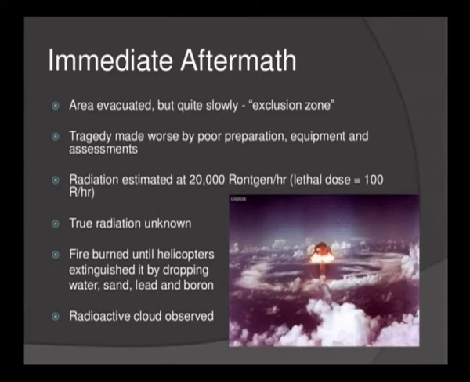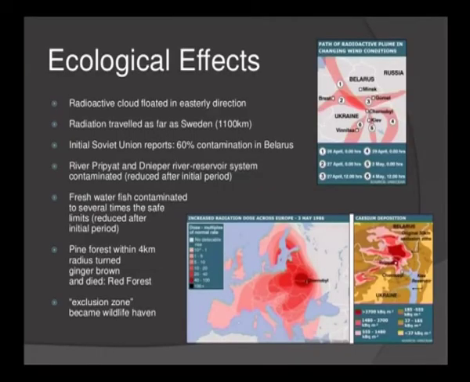A radioactive cloud was observed, completely covered in radioactive materials, and not just immediately but for many years to come. Ecological effects: the radioactive cloud floated in an easterly direction. Radiation travelled as far as 1100 kilometers. Initial Soviet Union reports said 60% was contaminated, the river was contaminated, fresh water was contaminated, the fish was affected, and pine forest within a 4 kilometer radius turned brown and died. The exclusion zone actually became a wildlife haven.